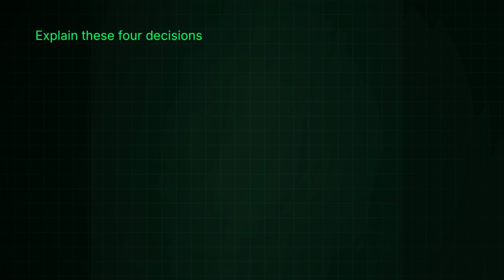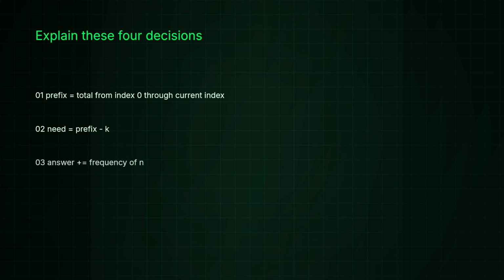Here is the complete interview explanation. Maintain the sum from index 0 through the current index. For a range ending here to sum to k, an earlier prefix must equal current prefix minus k. Add the frequency of that earlier prefix, then store the current prefix for future positions. Initialize count of 0 to 1, perform lookup before insertion, and return the accumulated count. Every value is processed once. Time is O of n, and extra space is O of n.